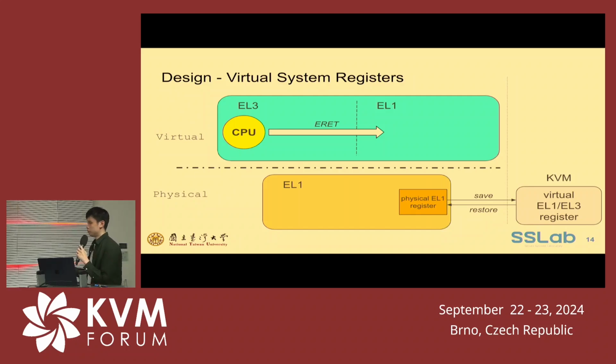When the CPU changes the exception level, we need to put the correct virtual registers onto the hardware. For example, if the CPU makes an exception return to go back to EL1, KVM will save the virtual EL3 registers and then restore the virtual EL1 registers onto the hardware EL1 to ensure the system state is correctly saved and restored.